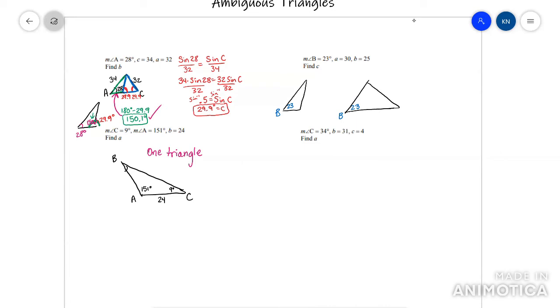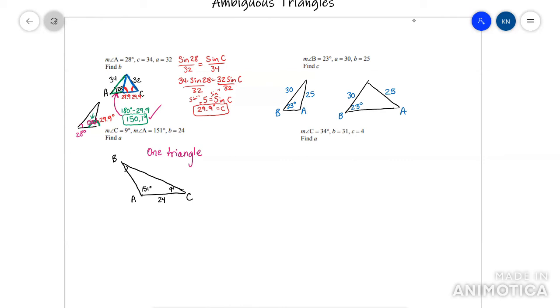All right, side A, so this is side A, 30. And side B is 25. And I'm going to add the degree symbol so I don't get confused. So these are the two possible triangles that it could be. Now, you have to make sure it works for both of them. First thing I'm going to do is work on this one.